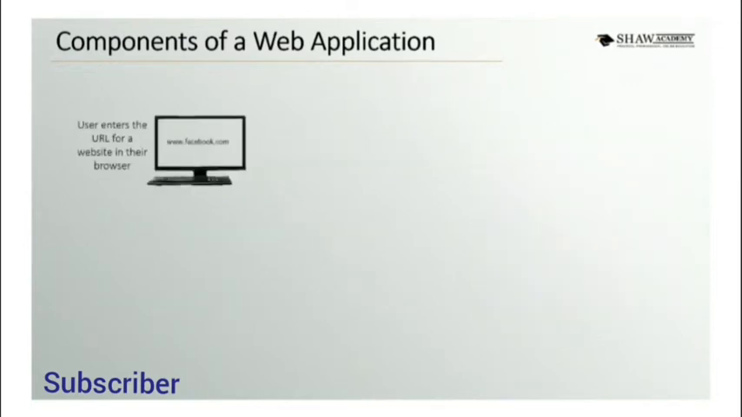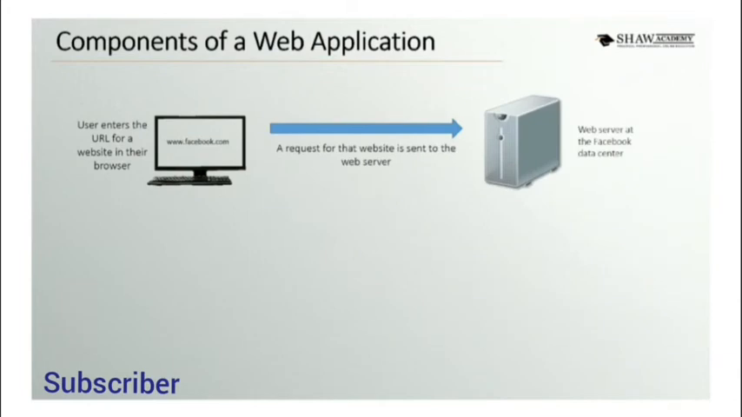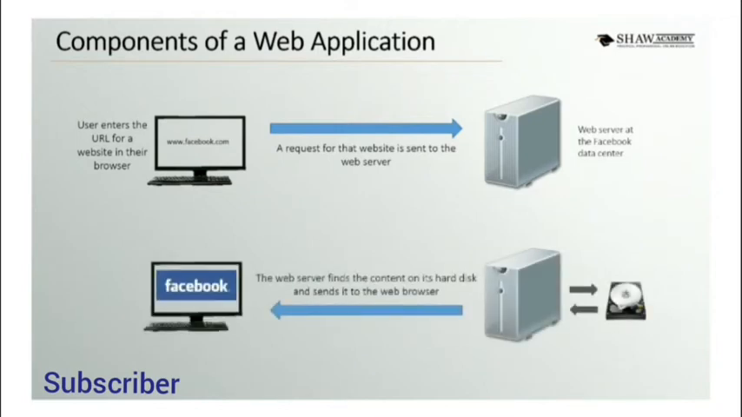So here we can see that a person has entered the URL for facebook.com on their computer. What happens then is that the request for that website is sent to the appropriate web server, the web server that is linked to the URL www.facebook.com, and in this case it would be the web server located at the Facebook data center. At this point, the web server will have a conversation with its hard drives. It will do all of the processing that it needs to do using its backend coding language, and then it will send the results back to the web browser that requested that information.